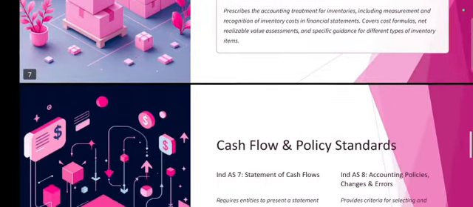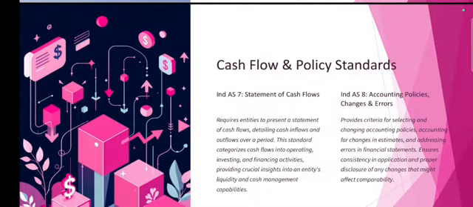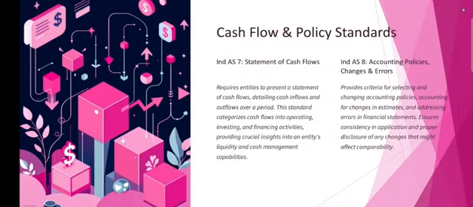We'll move on to the next one, which talks about cash flow, and the standard is Ind AS 7, which gives the statement of cash flows. Ind AS 7 deals with the statement of cash flows, which requires entities to present a statement of cash flows detailing cash inflows and outflows over a period. For a period, how cash flow is to be presented is given under Ind AS 7. This standard categorizes cash flow into operating, investing and financing activities.